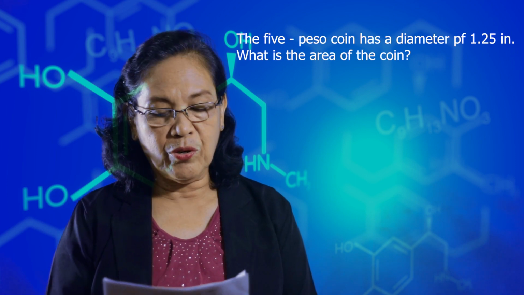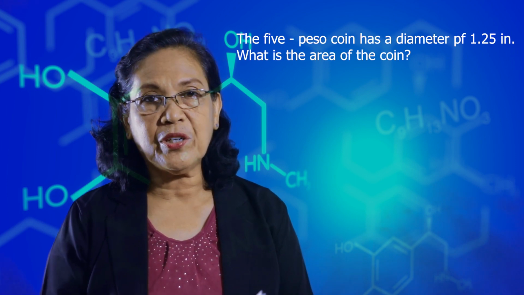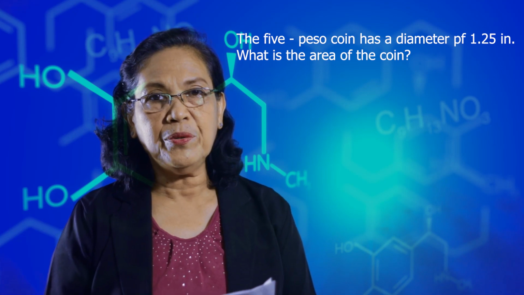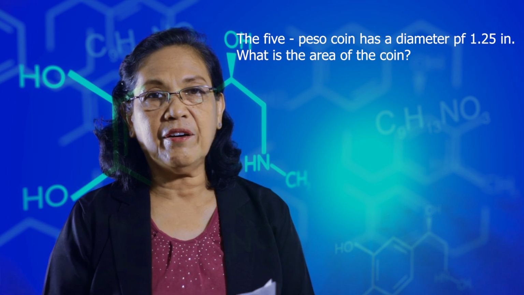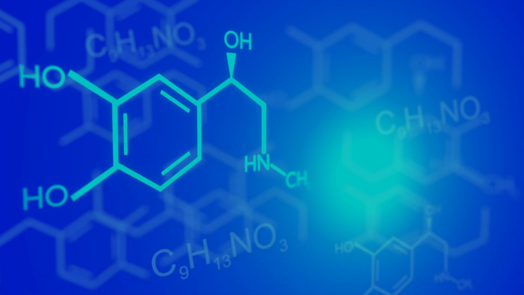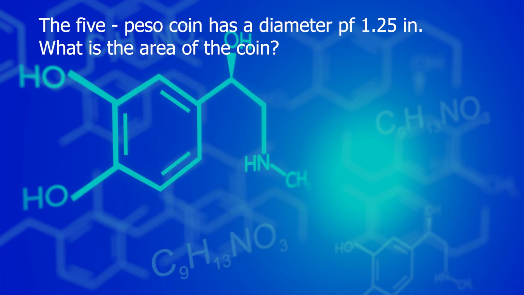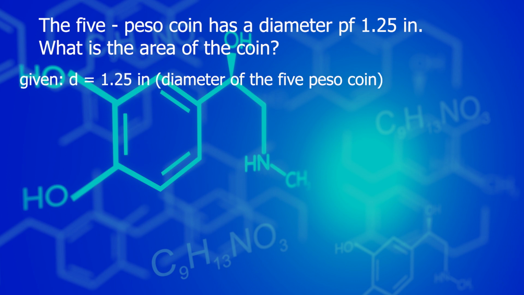Problem number 3. The 5 peso coin has a diameter of 1.25 inches. What is the area of the coin? In number 3, we are given that the diameter of the 5 peso coin is 1.25 inches. And we are asked of the area of the coin.